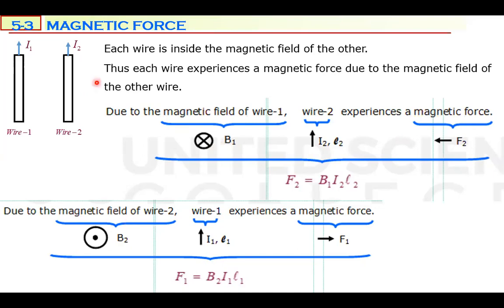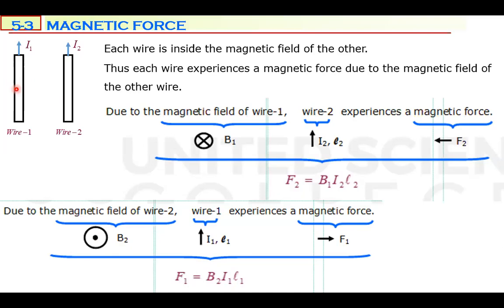Due to the magnetic field of I2, wire 2 makes a magnetic field here, and wire 1 experiences a magnetic force. How? For wire 2, if you apply the right hand rule, the electric current is up to the plane of the page, so the thumb must show up to the plane of the page. The curled forefinger right here will point out of the page, which is a dot. So here, the magnetic field because of wire 2 will be out of the page.